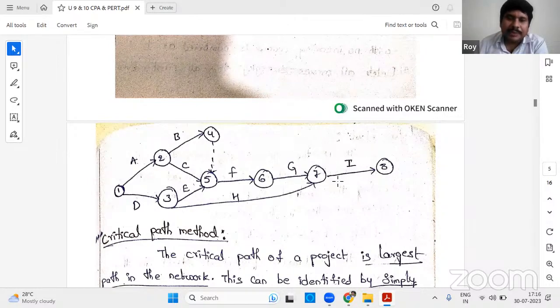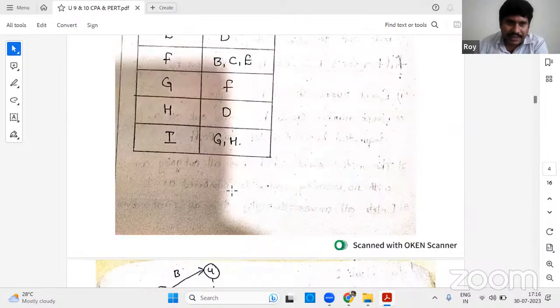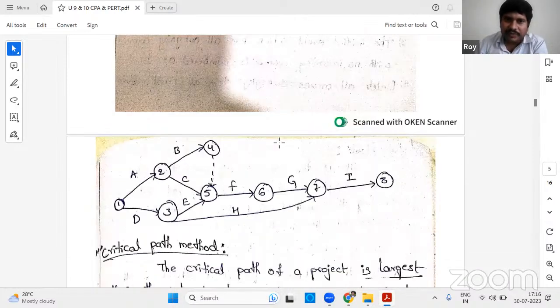Because the predecessor of I is G and H, I should come from G and H. See, G is already drawn, because from F, G is drawn. And from D, I need to draw the line here and connect here. It is not a dummy row.